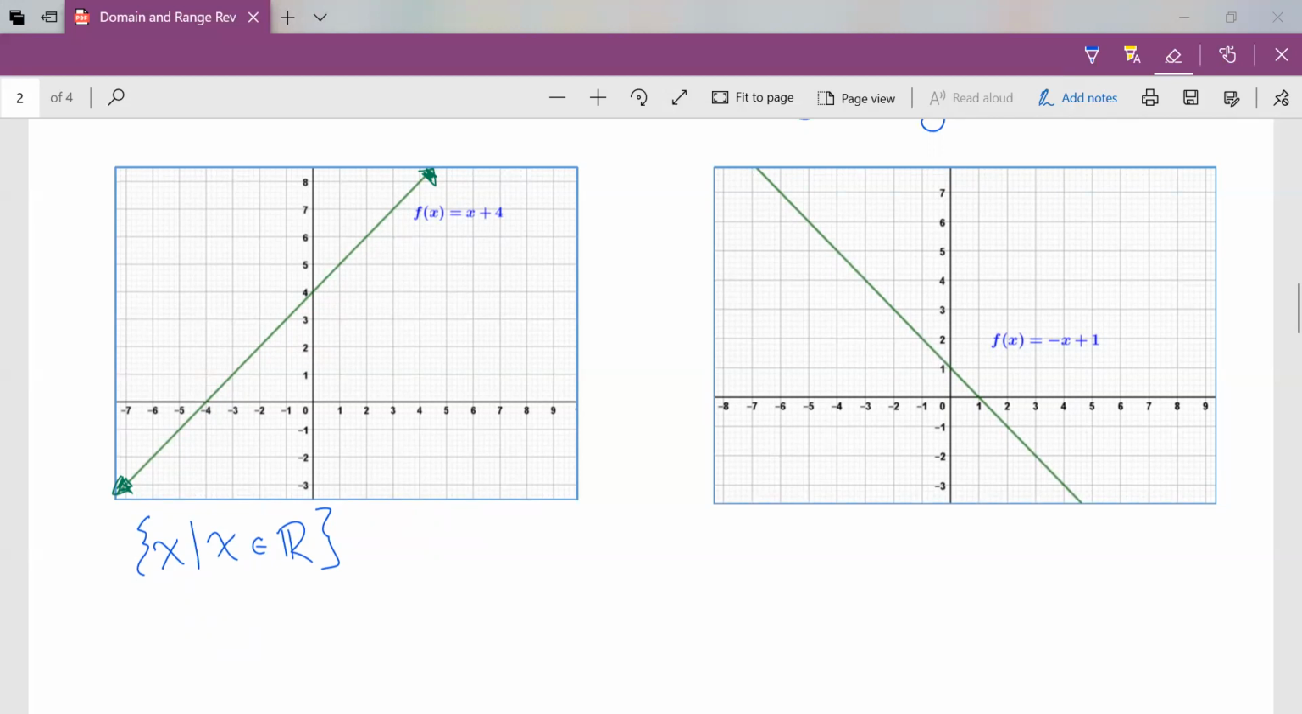So my range is very similar. What I'm going to say is, again, that y can be anything. That's y is an element of the reals. But what I want you to write is the proper notation, a full sentence: the set of numbers y such that y is an element of the reals.